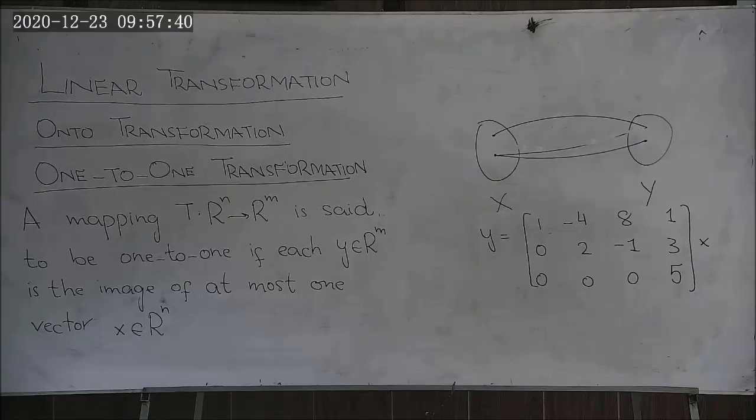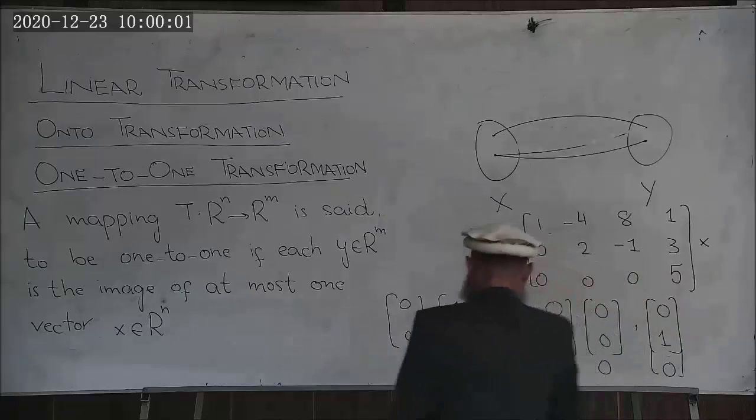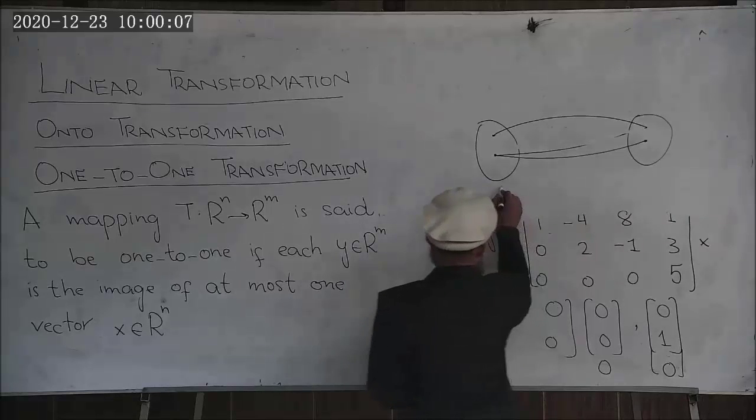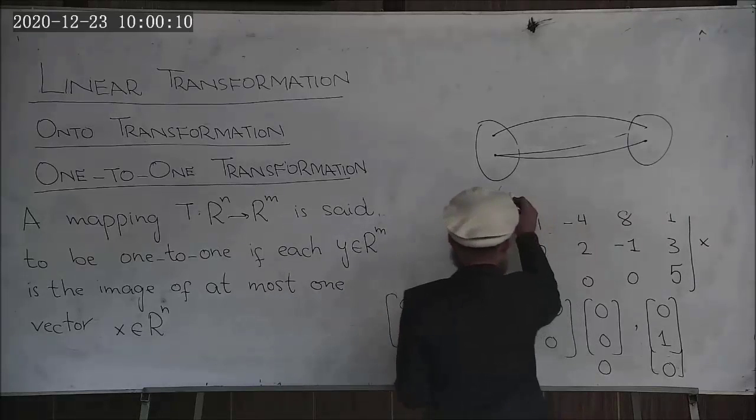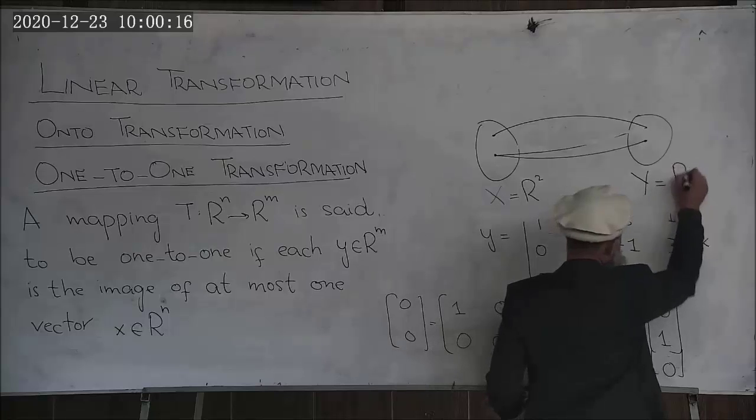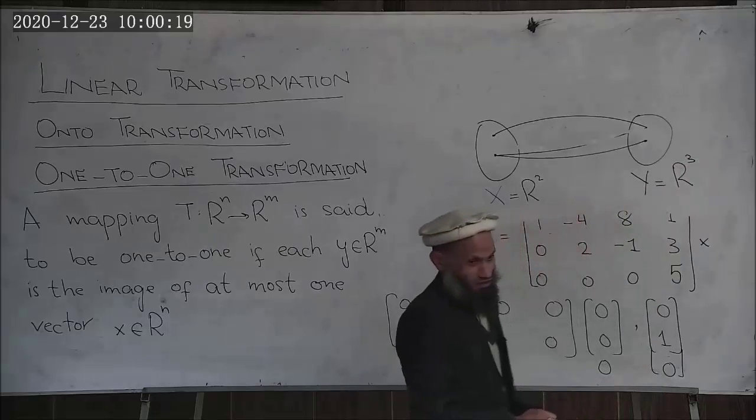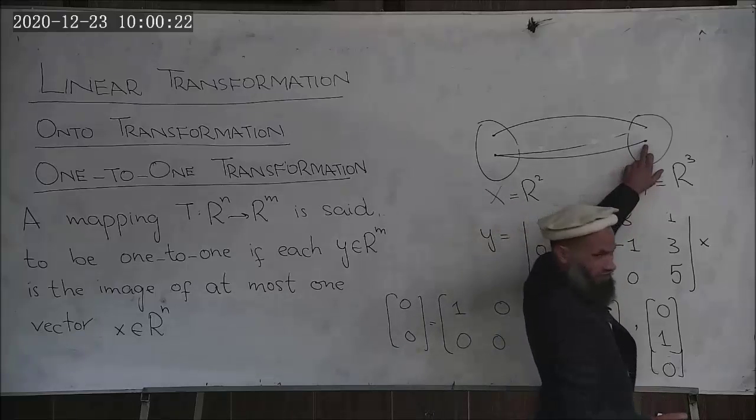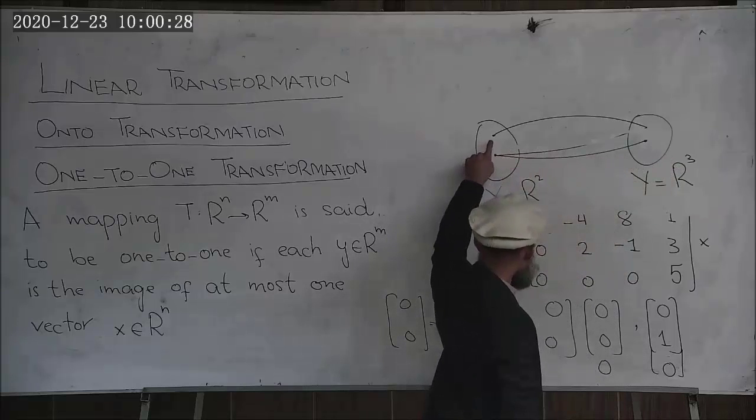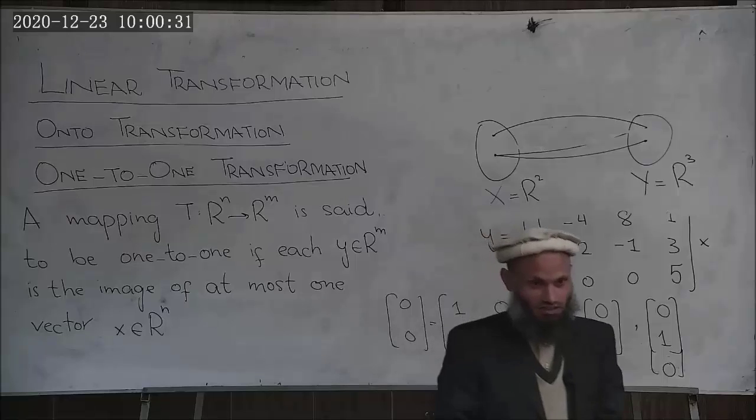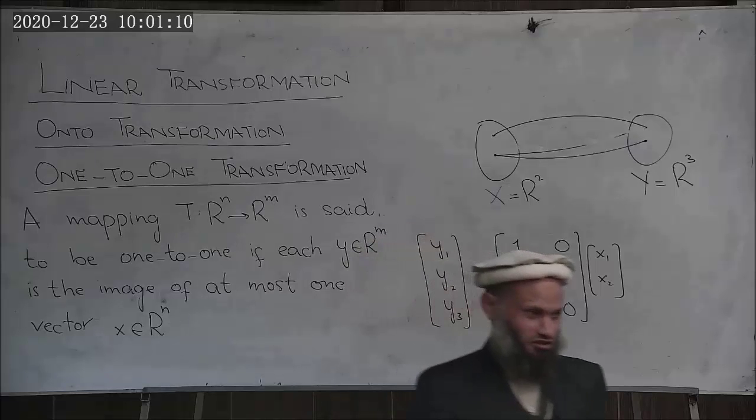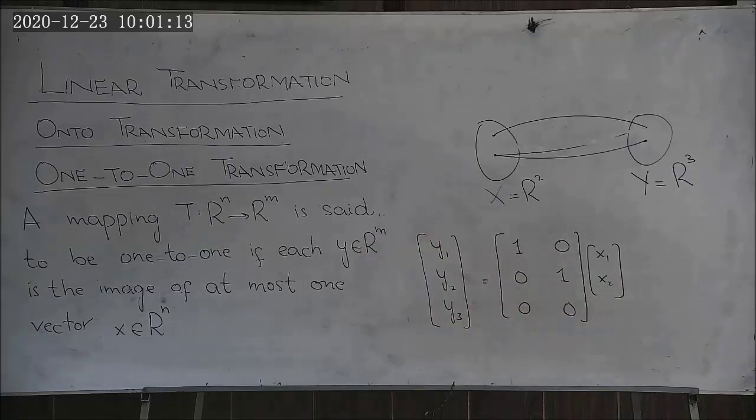Yes, there is a question. So the question is, we have, for example, here X is R2 and Y is R3, and for each vector in this space, it is an image of at most one vector from this space. Then this transformation will be a one-to-one transformation. Example. So what about this transformation? Is it a one-to-one transformation or not?